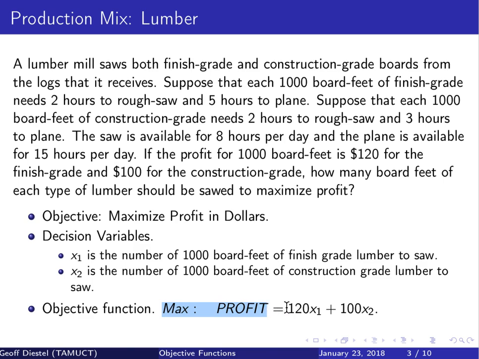So how do we get profit? We get profit from selling two types of things. So we have two terms. $120 per 1,000 board feet of the finished grade times the number of 1,000 board feet of finished grade will give us a dollar amount. To that we have to add $100 per 1,000 board feet of the construction grade times the number of thousands of board feet of that construction grade. Very simple, pretty straightforward. So that's kind of the basic example.